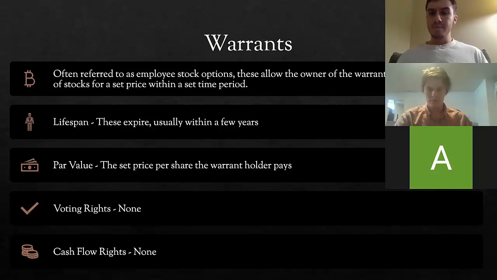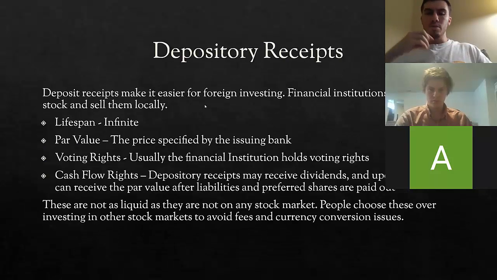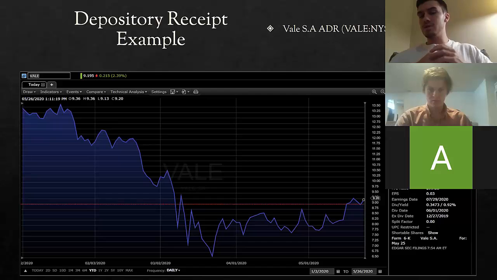My third and final question is, Abazi, I think this was you explaining how Vale, the Brazilian mining company, was being traded on the U.S. stock exchange, or the New York Stock Exchange, I believe. I apologize if I'm incorrect. Could you explain again how the depository receipt works for that example? Sure, no problem.